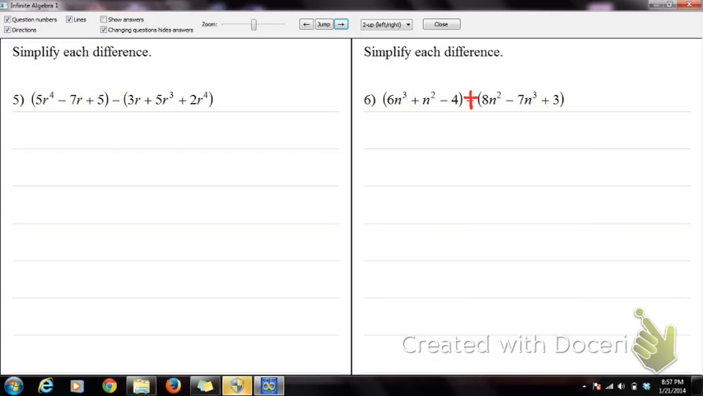That will change all of the signs in the parentheses that follow. You'll remember this from Math B. Change the sign, change what follows. So this 8 will change to negative, negative 7 will change to positive, and positive 3 will change to negative. Notice we didn't change the signs in the first set of parentheses because they did not follow the negative sign.